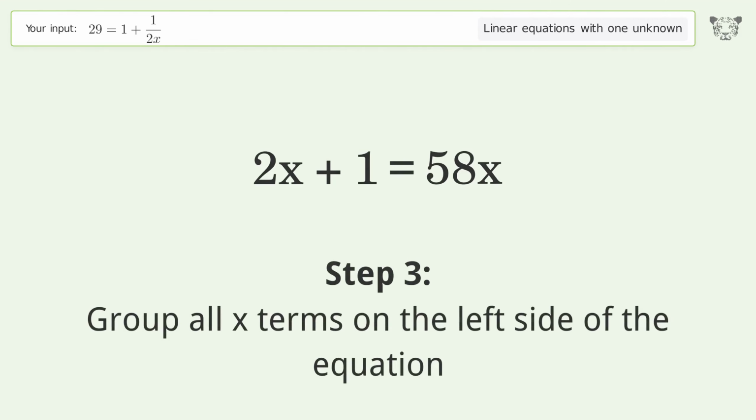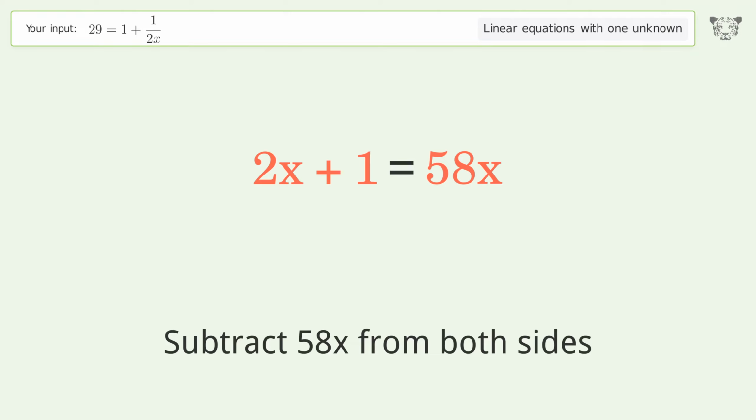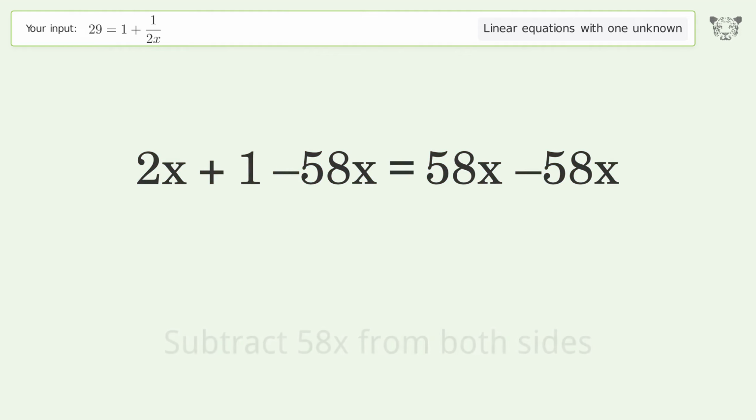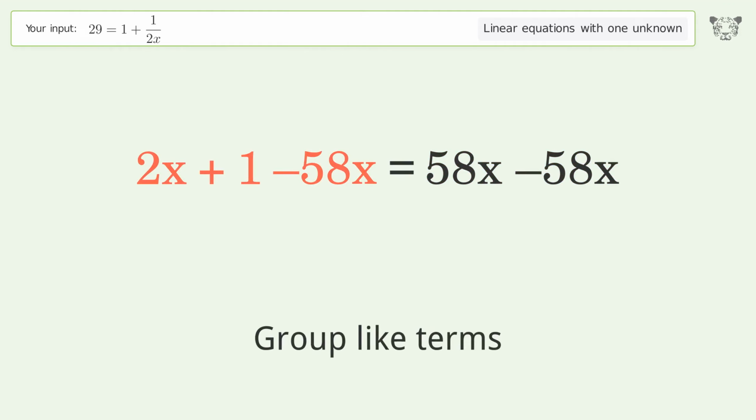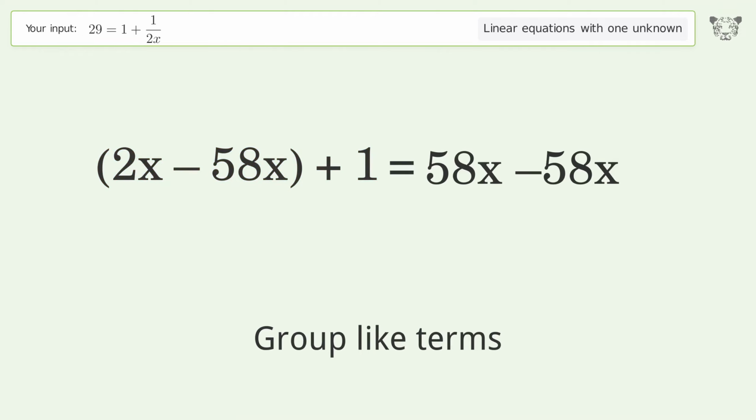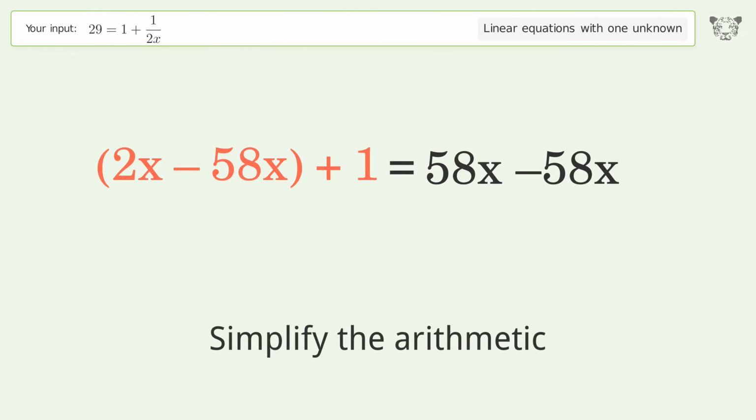Group all x terms on the left side of the equation. Subtract 58x from both sides. Group like terms. Simplify the arithmetic.